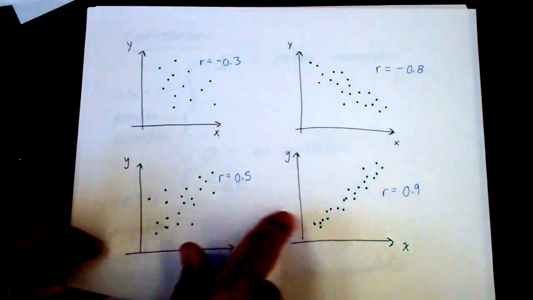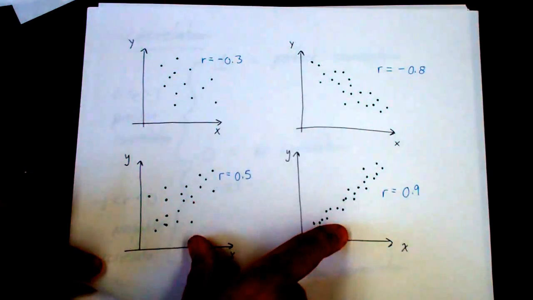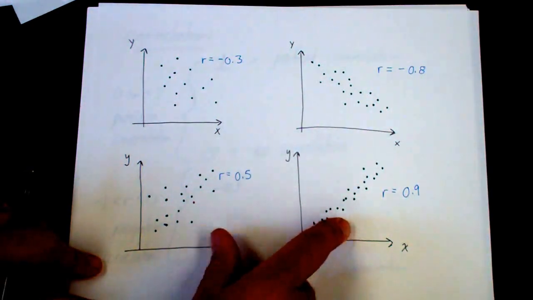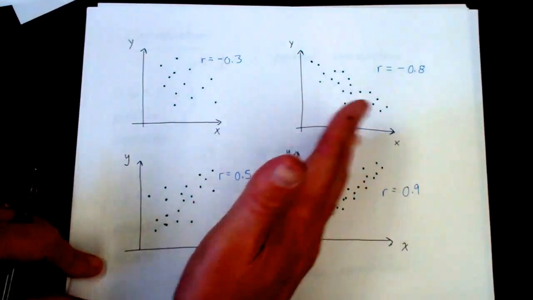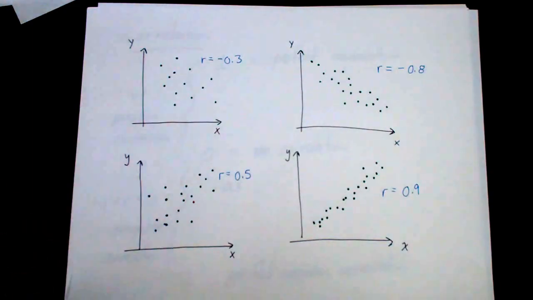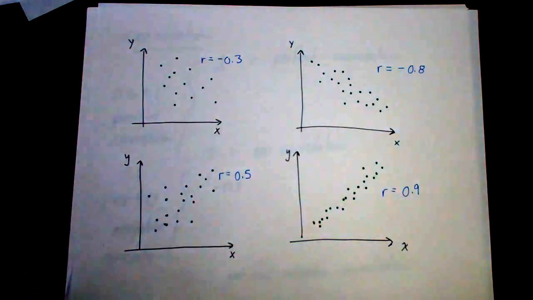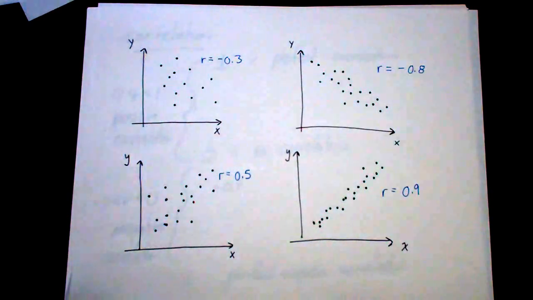Let's look at this one right here and this one here. Here's a correlation of 0.5 and 0.9. They're both positive. And what we can say is the 0.9 is more closely linear than the 0.5. And that's the basic idea of correlation. In the next video, we talk about a number of facts about correlation that are critical.